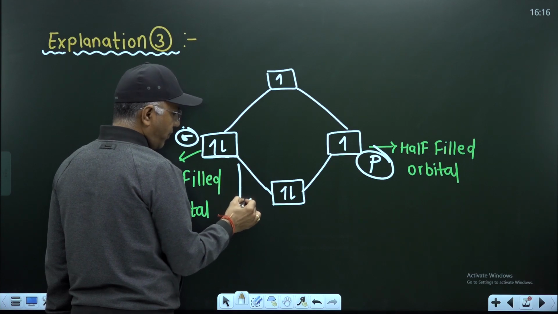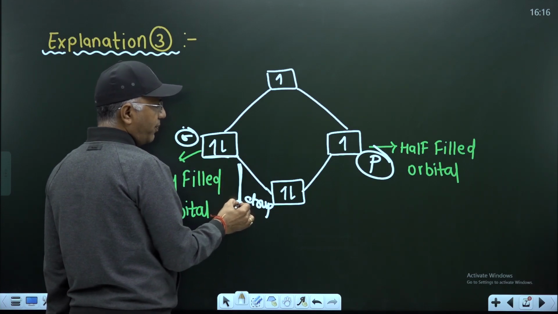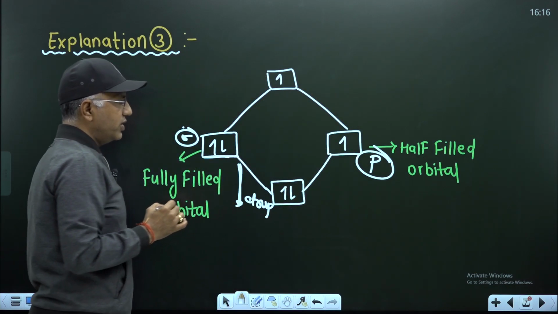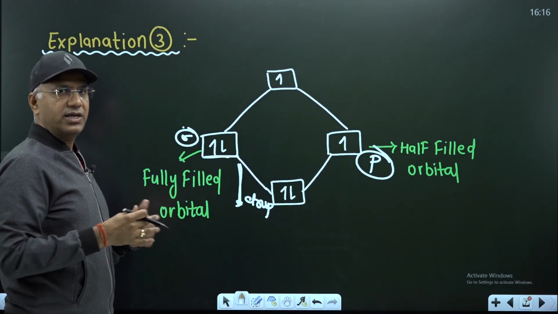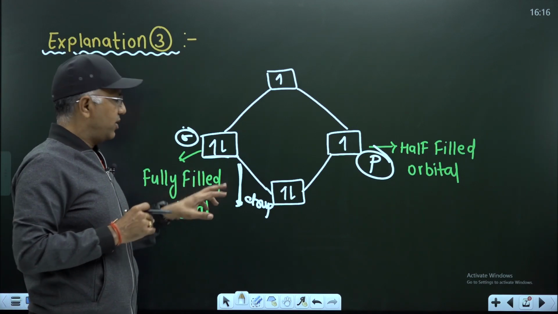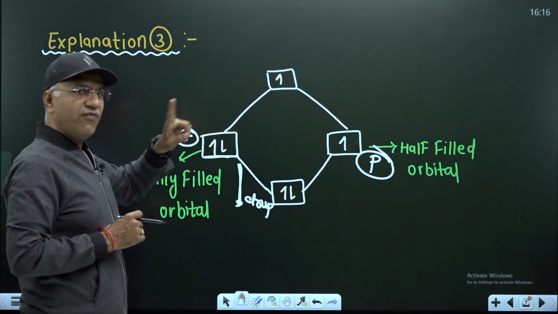Now this is the drop of energy. The energy of 2 electrons will drop and the energy of 1 electron will increase. So what is the net effect? Net effect, stability will increase. So that's why hyperconjugation is less effective in free radical, because of drop of 2 electrons and increase of 1 electron, net drop of 1 electron.